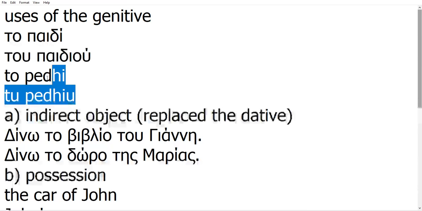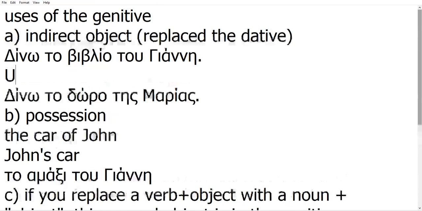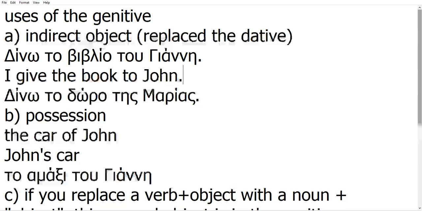Now, there are many uses for the genitive case in modern Greek, but I think three are the most important. The first is as an indirect object. For example, δίνω το βιβλίο του Γιάννη, δίνω το δώρο της Μαρίας. If I want to translate the first phrase in English, I would say something like I give the book to John. It's a bit unnatural. I would rather say I give John the book.